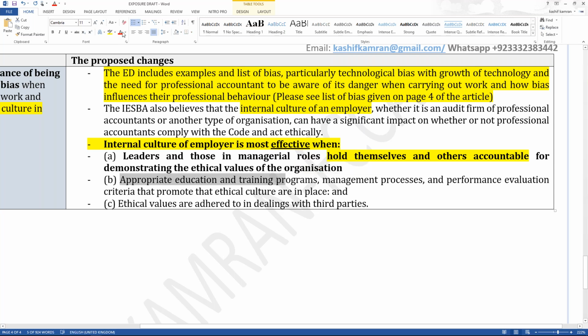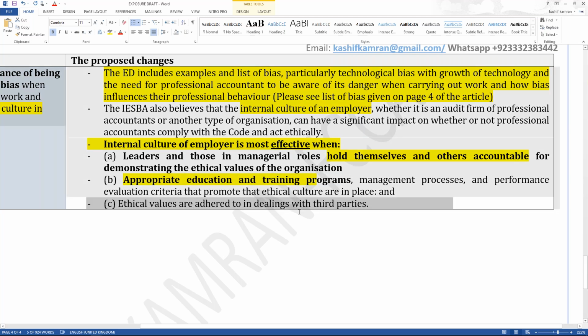Should there be proper education and training so that you make people aware of the code of conduct and compliance with the code of conduct? So should there be appropriate training programs and education programs within the organization to ensure compliance with the code of conduct? And lastly, ethical values are adhered to in dealing with third parties. You should ensure that when you are dealing with third parties like customers and suppliers and banks, you also demonstrate your ethical values. So three things are important, right?